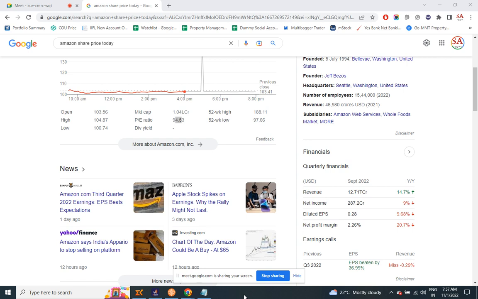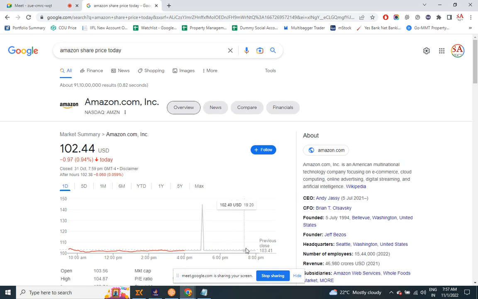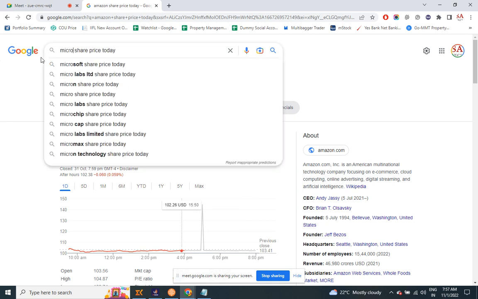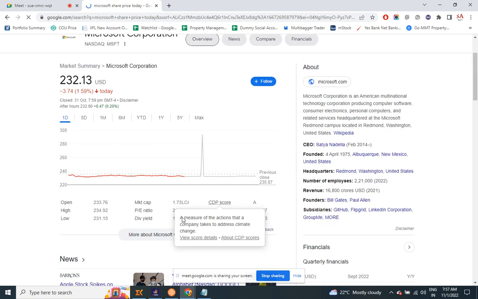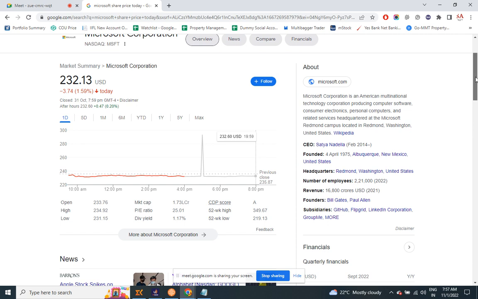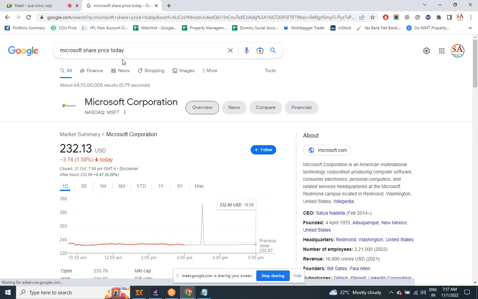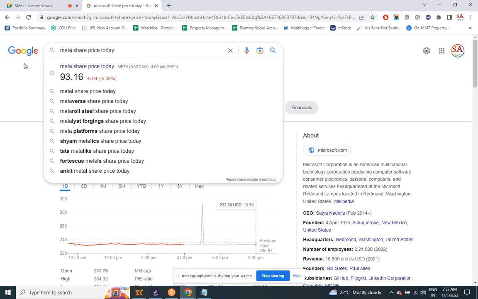But at least you would get a fair idea whether you are buying an expensive company or a cheap company. But whether this company deserves being expensive or not, that's a different story which we will figure out through fundamental analysis. So Amazon we have seen, this one we have seen, Microsoft 25. Okay. Then let's see Facebook, Metaverse, Meta share price.